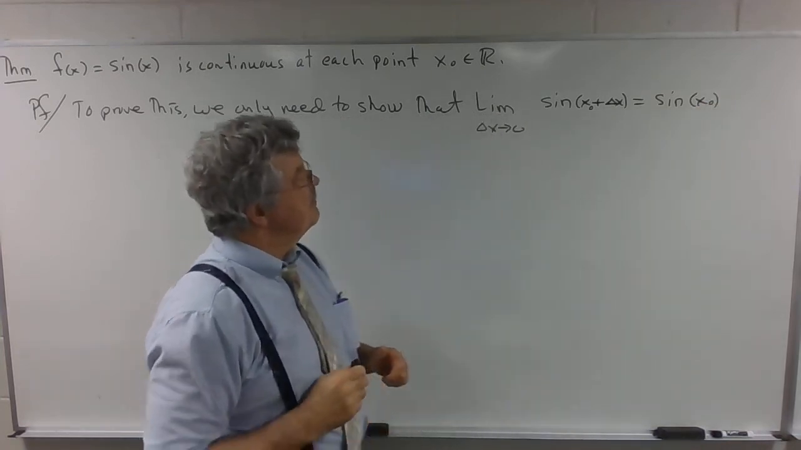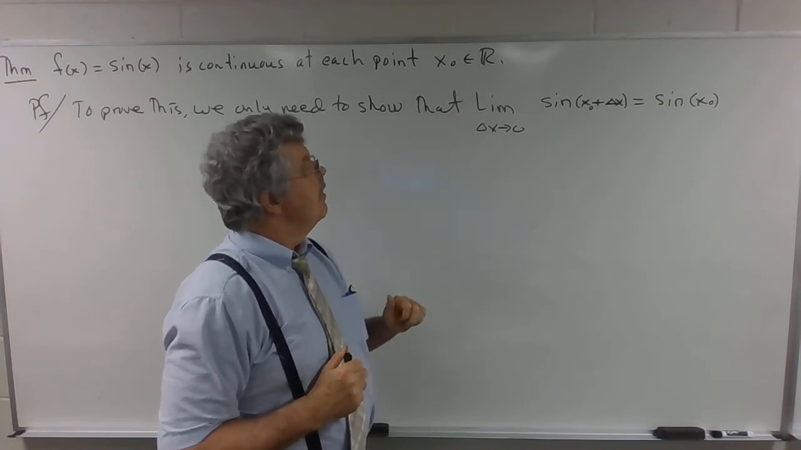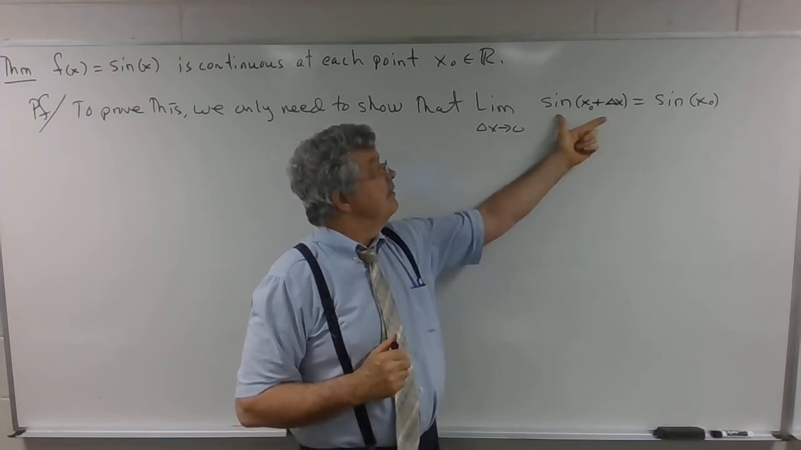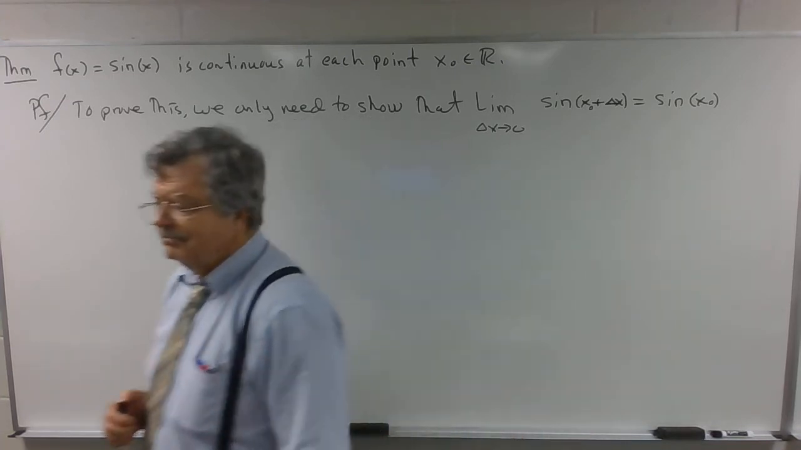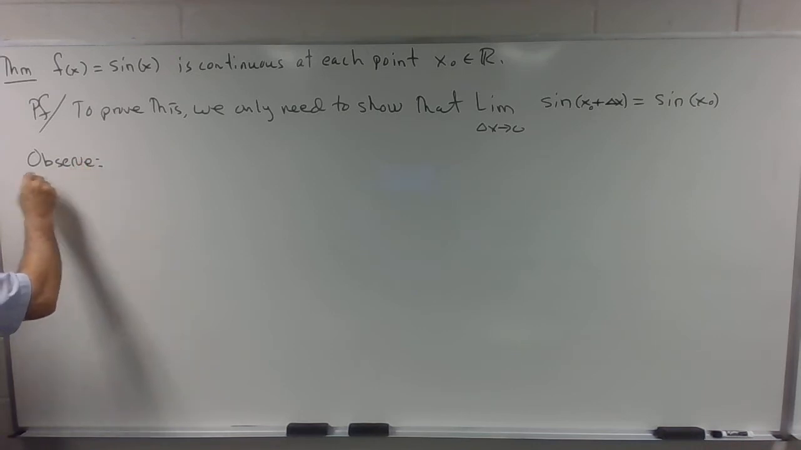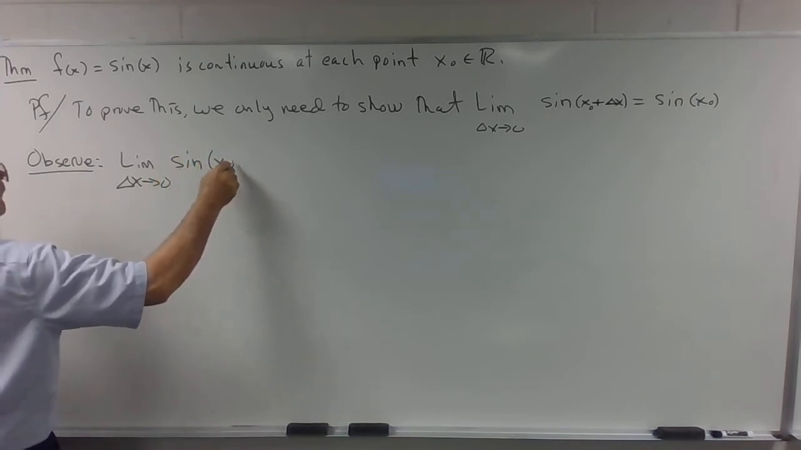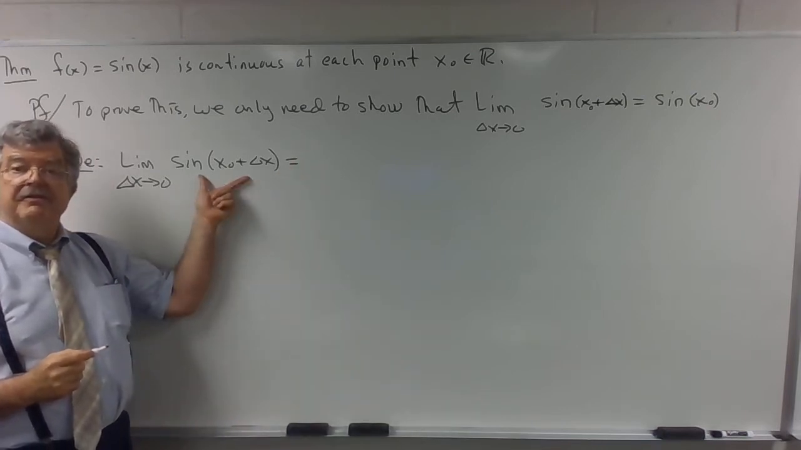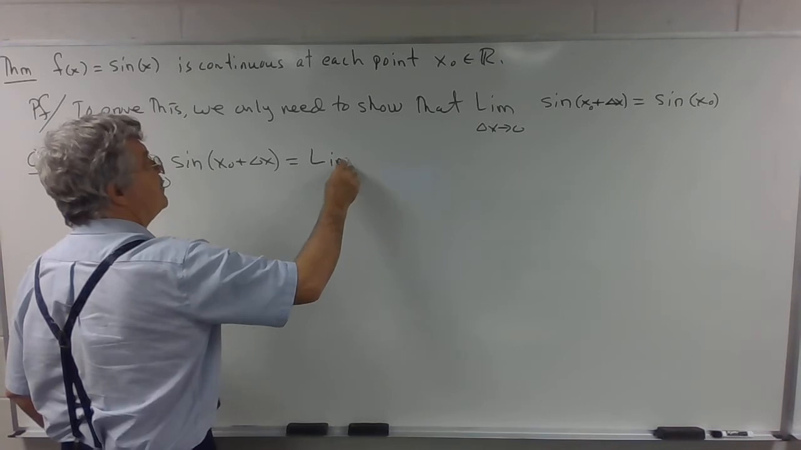To prove that sine of x is continuous at any value of x, x naught, in the real numbers, all we have to do is show that the limit as delta x goes to 0 of sine of x naught plus delta x is equal to sine of x naught. So let's do it. This is the sine of the sum of two angles. So we get to use one of those identities right away.